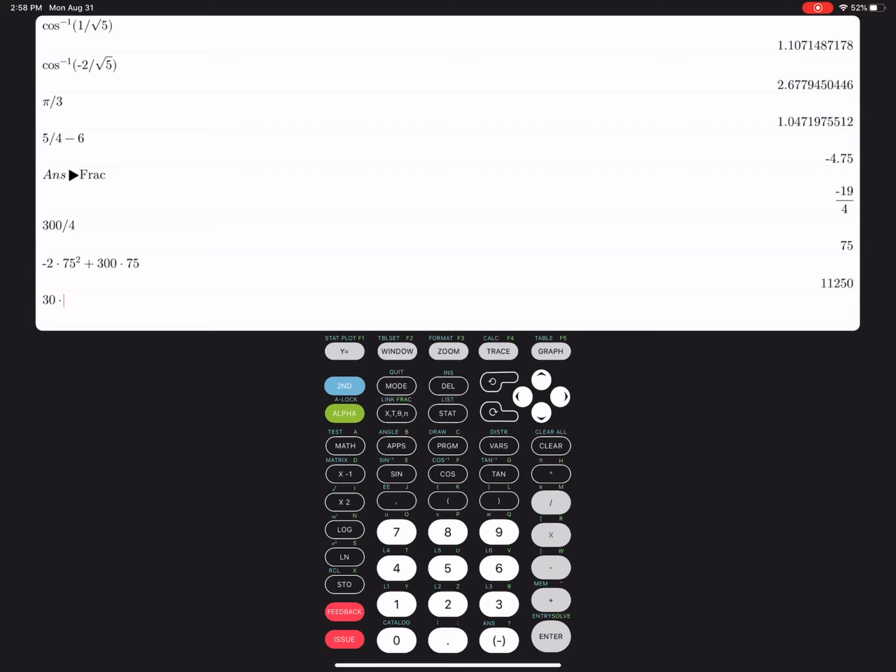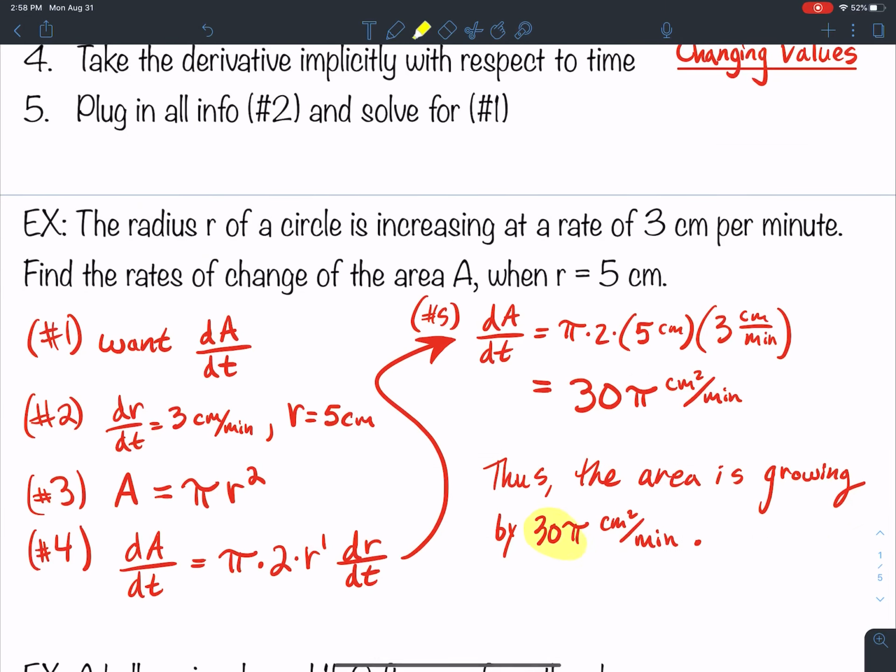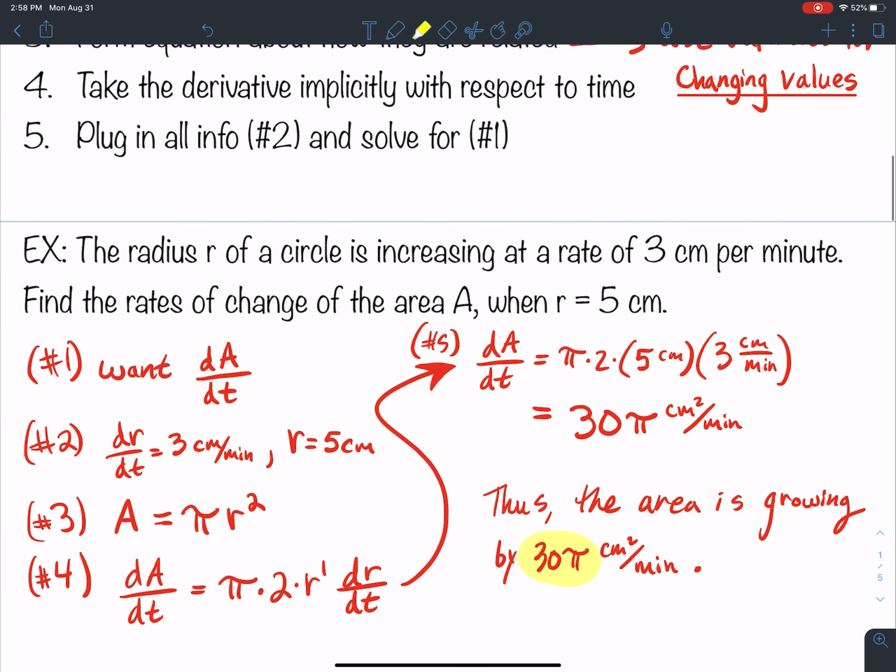So 30 times pi, then the caret button, gives 94.247 or 248, however you want to round it. If you're asked to round to 3 decimals or whatever, go ahead and multiply it out. If it doesn't tell you, just use the exact value. Nothing wrong with that. We're around a bunch of nerds here, so it'll be okay if you just keep that nerd answer.